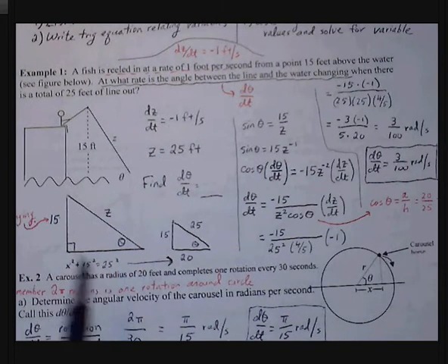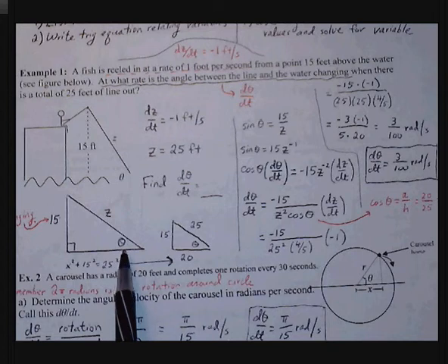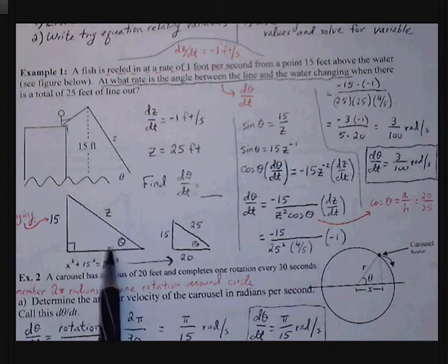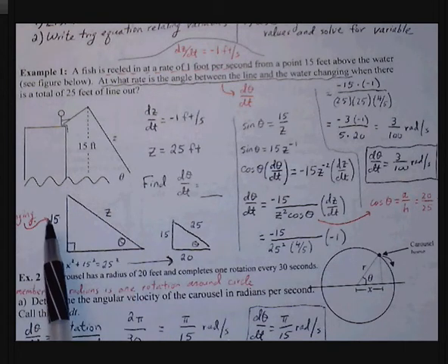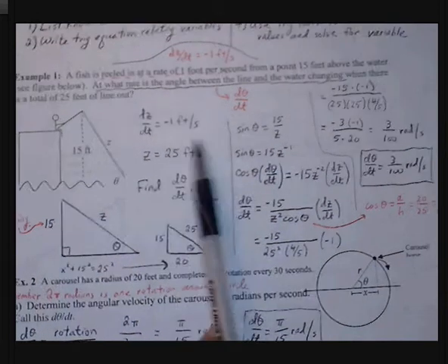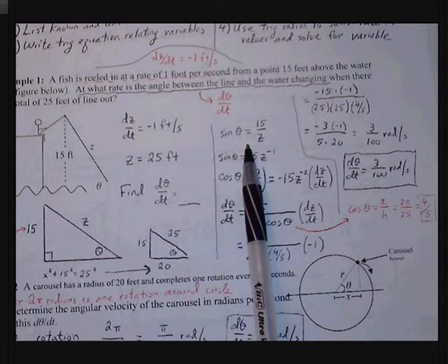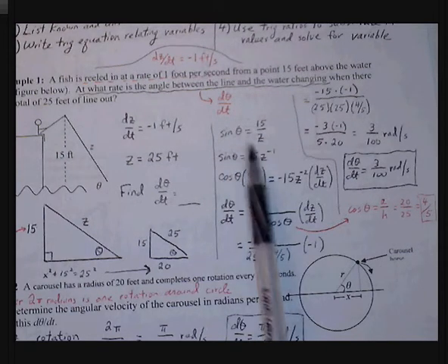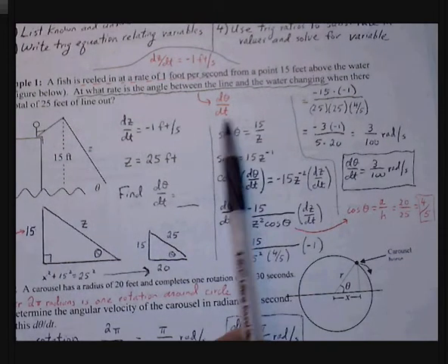All right. The trig function that we can use to relate these pieces of information together is sine. Sine of theta is equal to opposite over hypotenuse. So sine of theta is equal to 15 over z. And we can start finding our derivative.